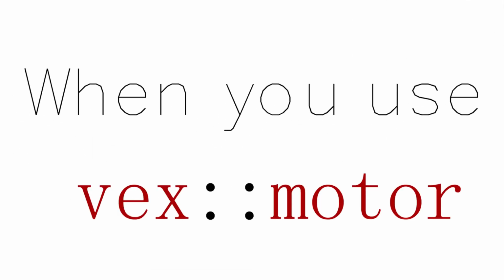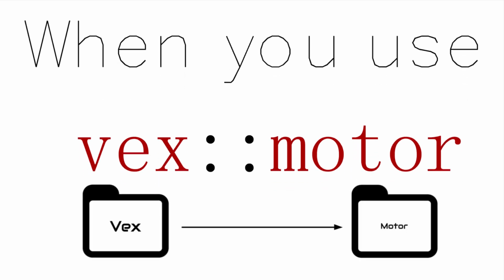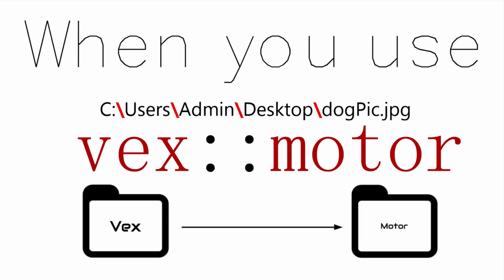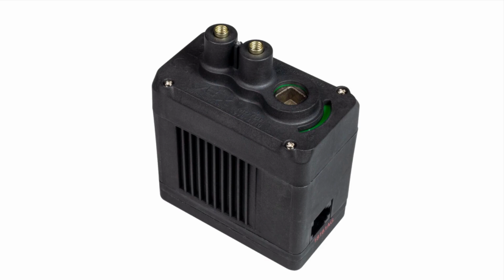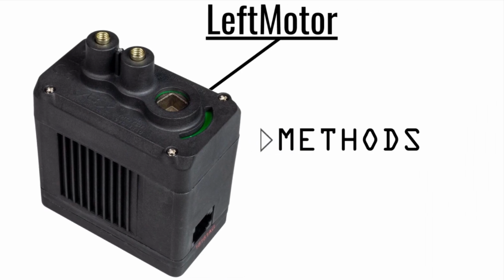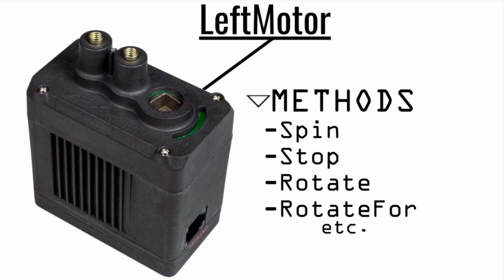Conclusion. When you use a double colon in between Vex and an object, like motor, you are navigating from the Vex folder to the motor folder, just like you do with a regular file path. When we follow this up with a name, like left motor, we are creating a new motor that now has access to all the previously mentioned methods, and also sensory settings.